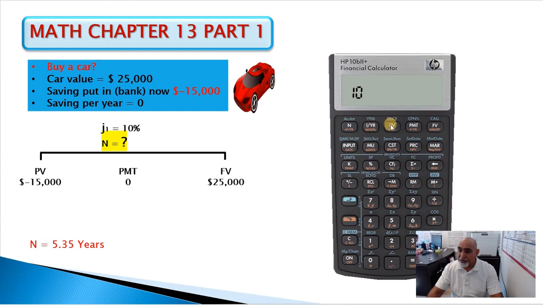This has been dealt with. PV is 15,000. We're saving, we're putting money into the bank. That means the money's going out of our pocket. Negative means anytime money's going out of our pocket to go into the bank account. Anytime we get a loan, that means we get money, so that's going to be positive. We're putting money away. So PV, payment 0, and FV is 25,000, and we get N is about 5 years, a little bit more than 5 years.